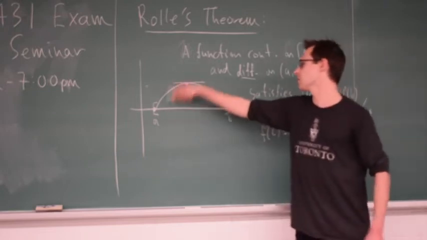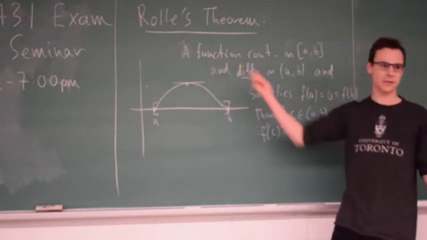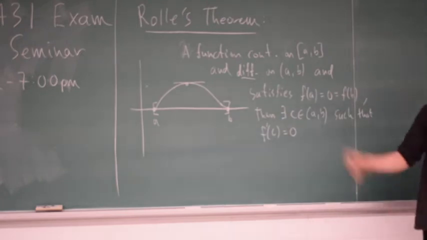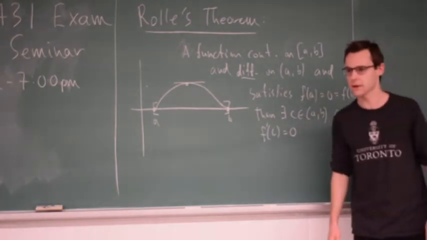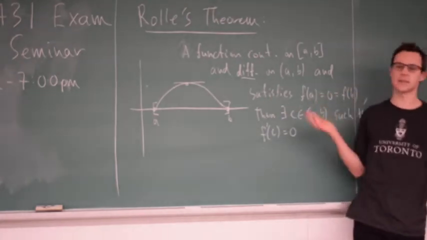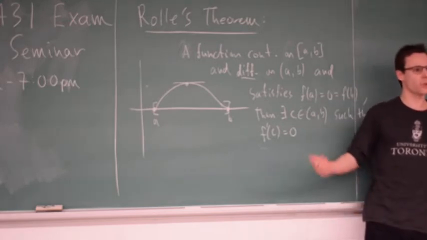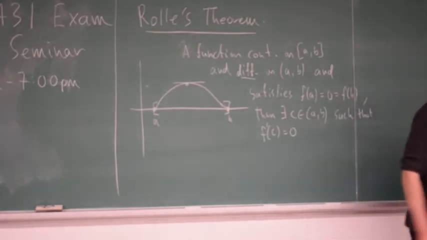Now, notice the function could bounce around several times and have several maxes and mins, several points where f prime is zero, okay? So this is just an existence theorem. It says there exists such a point, it doesn't tell us where it is or how to find it or how many.